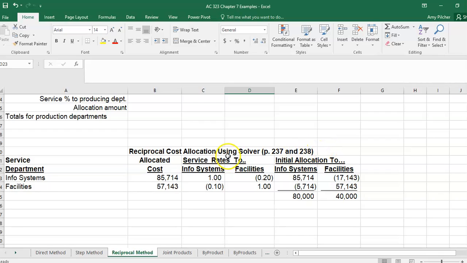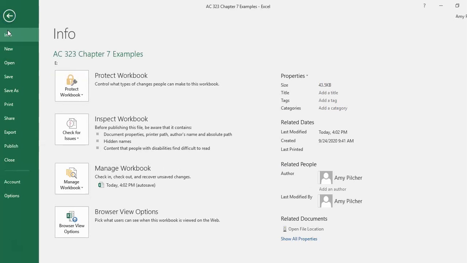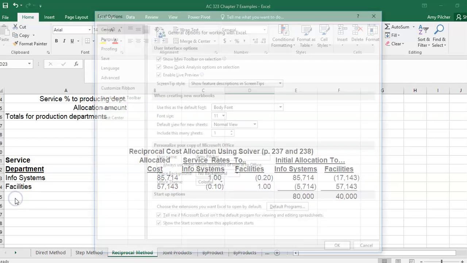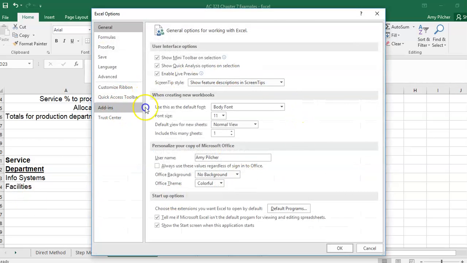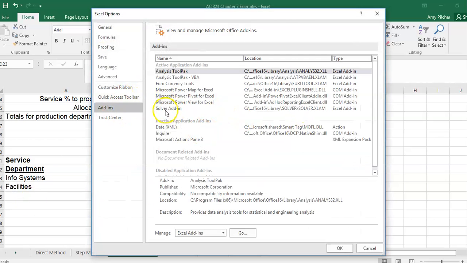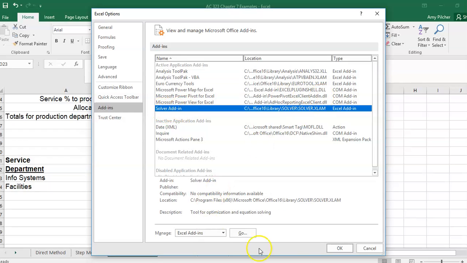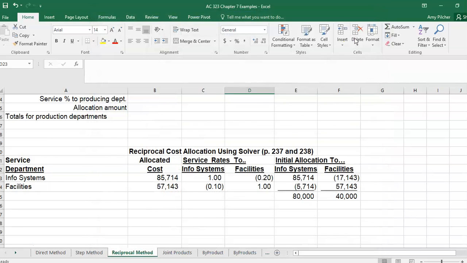In order to use Solver, you first have to download it to your computer. It is an Excel add-on. So with a PC, you would go to File and then Options. You go to Add-ins, and then you would choose Solver and Go. And then it would install. You would then need to restart Excel for your Solver to appear over here.